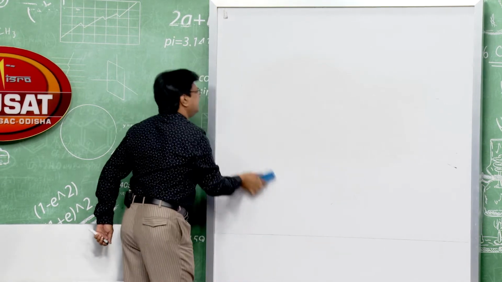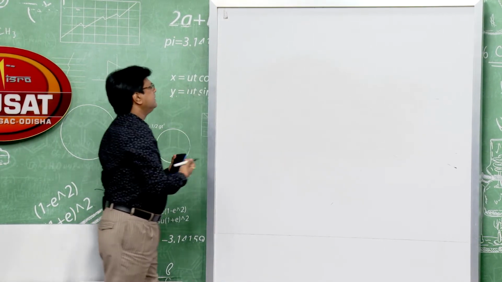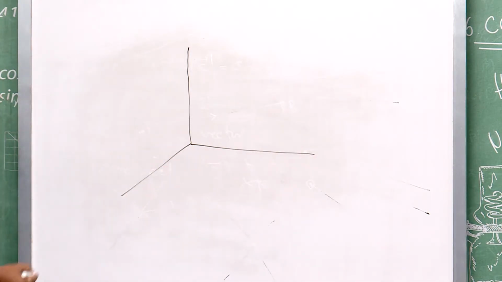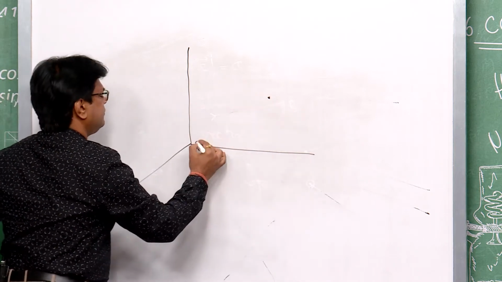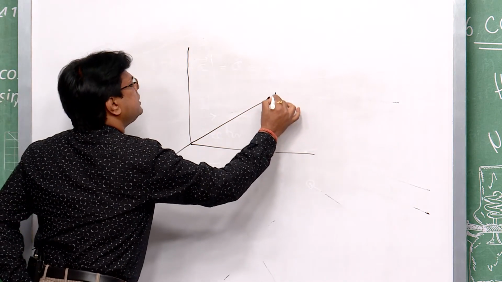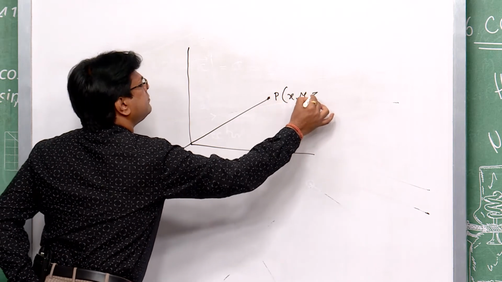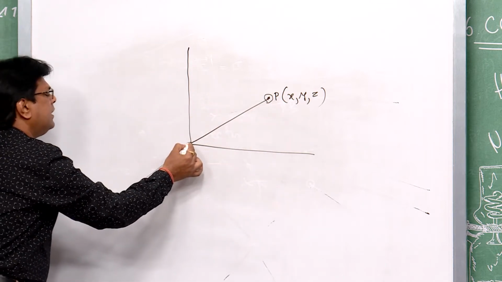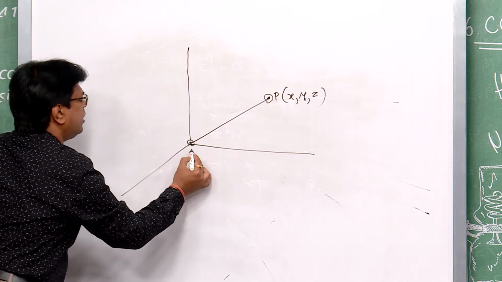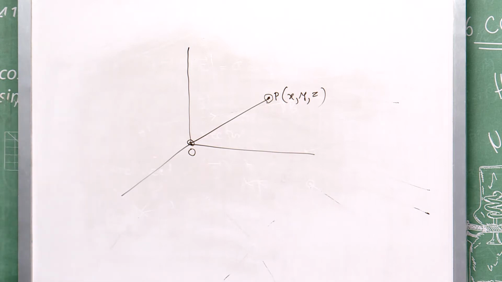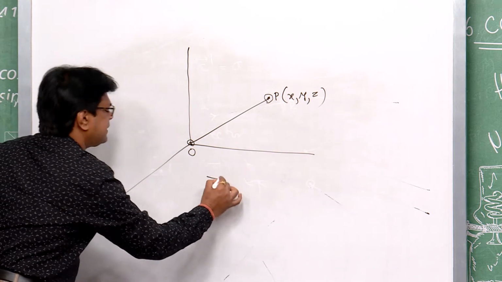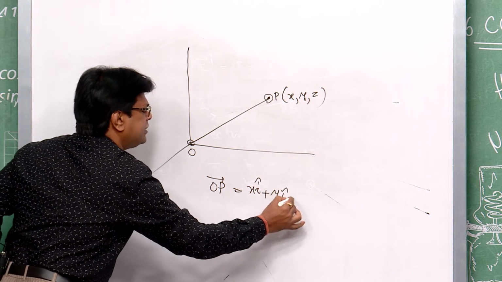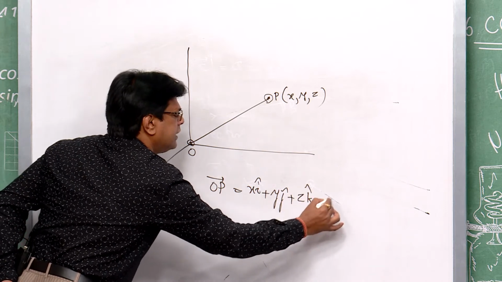Suppose a point in 3-dimensional space is like this, and we have to find its position. Suppose this point P has coordinates x, y, z. The position vector of this point is considered from the reference, that is the origin, so that is OP. OP vector is equal to x i cap plus y j cap plus z k cap, or that is x, y, z.